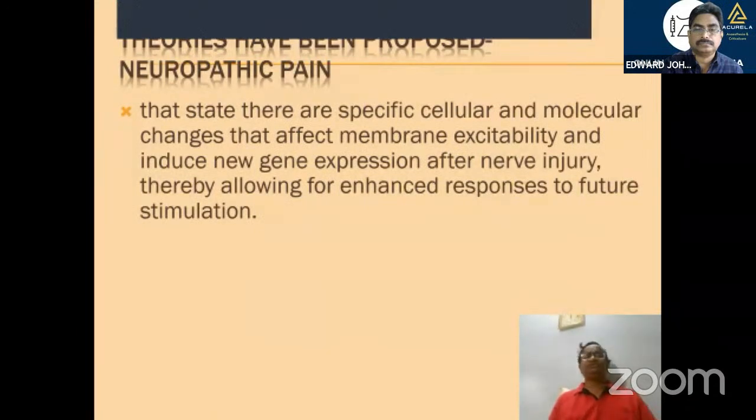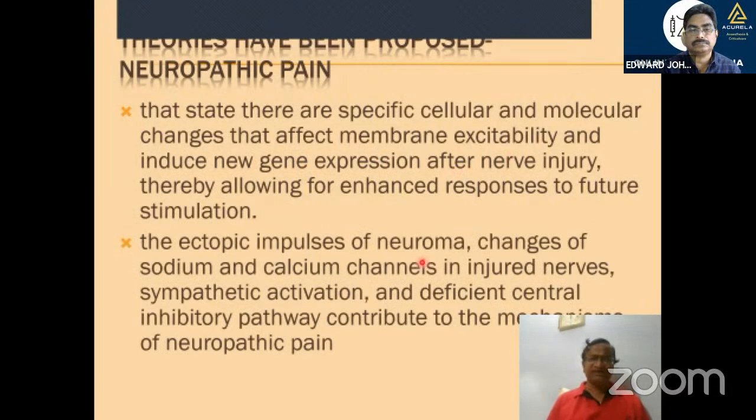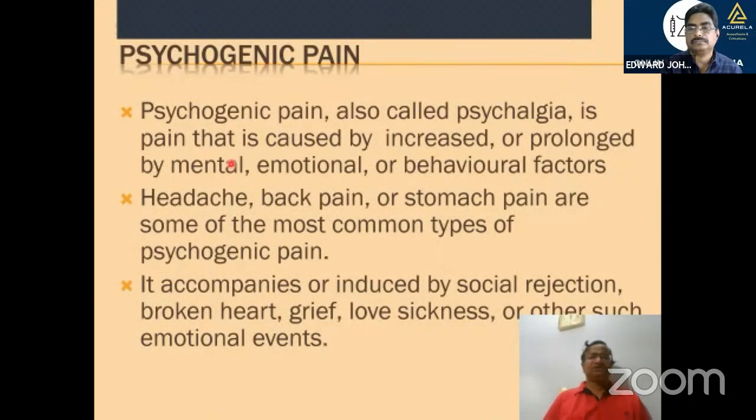There are a lot of theories which have been proposed for neuropathic pain: specific cellular and molecular changes that affect membrane excitability, and new gene expression after nerve injury. So many things, for example, ectopic impulses from a neuroma and changes of sodium and calcium channels, have been proposed for neuropathic pain.